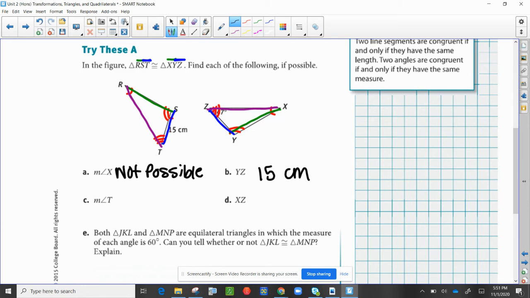Okay, can we find the measure of angle T? Well, angle T was my third angle, so if I match that, it goes with angle Z, which I wrote over it, but they told us was 47 degrees. So those angles have the exact same measure since these are congruent triangles. All right, last one, XZ. XZ is my purple line, which is RT, but since we don't know the length of RT, I can't find the length of XZ either.